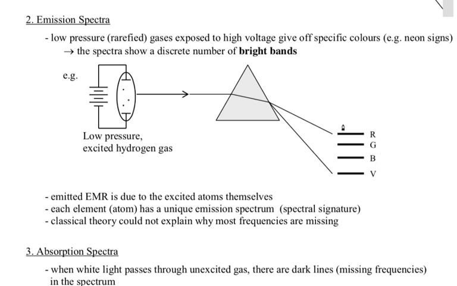Anyways, this would be all of the discrete frequencies emitted, the electromagnetic radiation emitted by this hydrogen gas. So we have a red band, a green band, a blue band, and a violet band. So that's the specific emission spectrum or spectral signature of hydrogen. So you can actually determine the composition of stars or of any gas you're running a current through using these distinct bands.